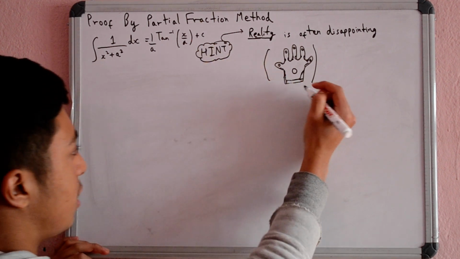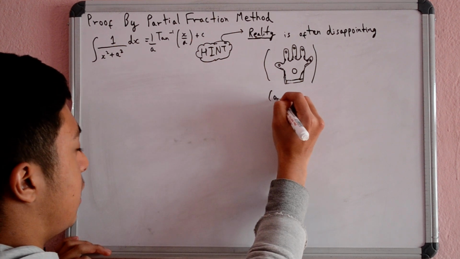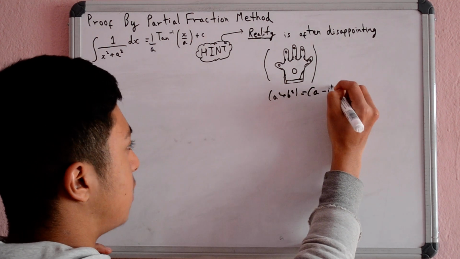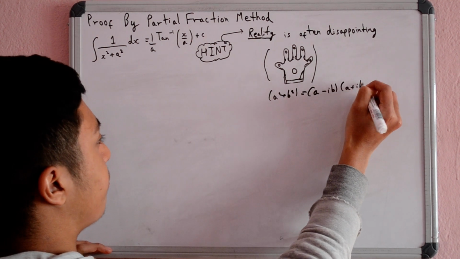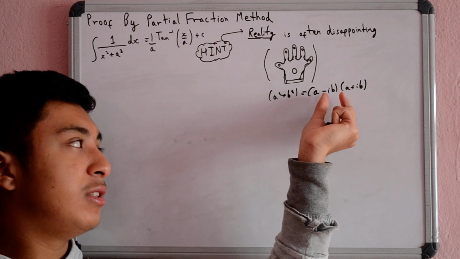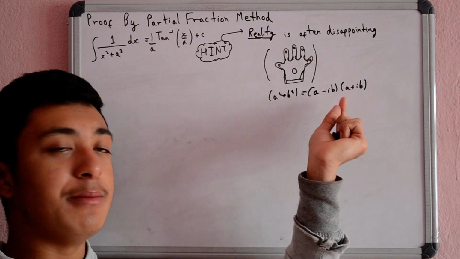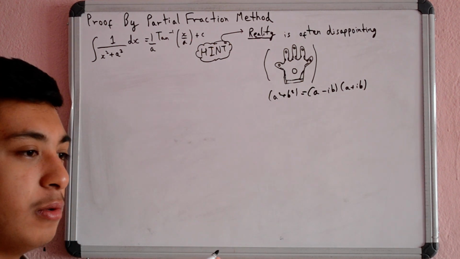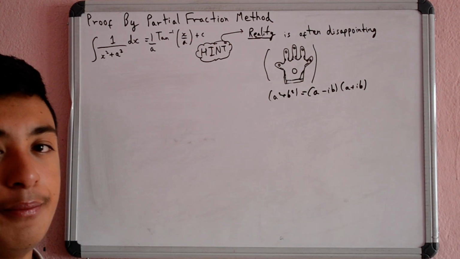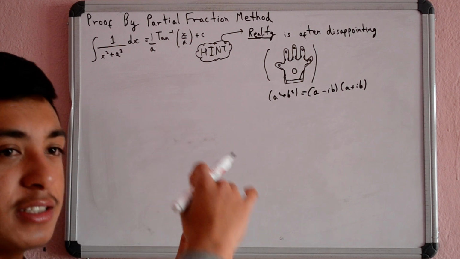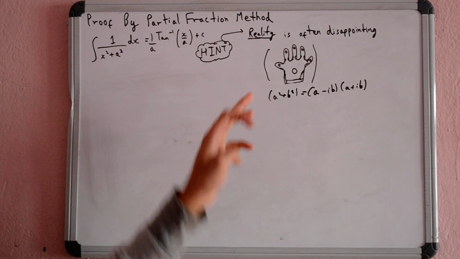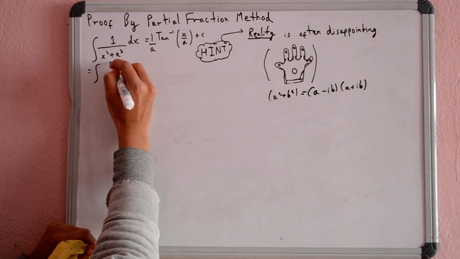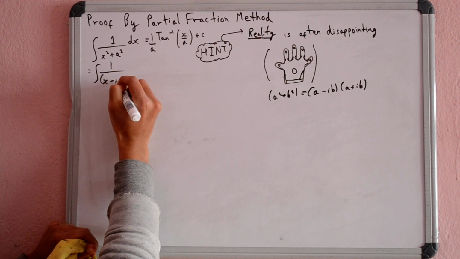So, in the complex world, you can factorize a square plus b square as (a minus ib) into (a plus ib), because here we know this is just a square minus (ib) whole square, which is a square minus i square into b square. But we know i square is minus 1. So we'll end up with a square plus b square. So using that, let's just factorize it in the complex world.